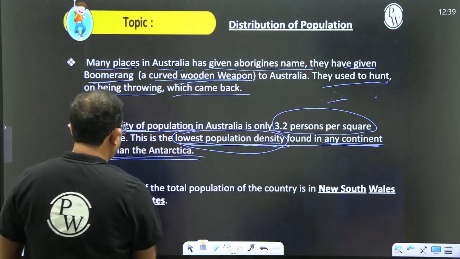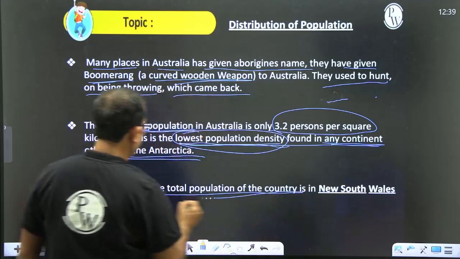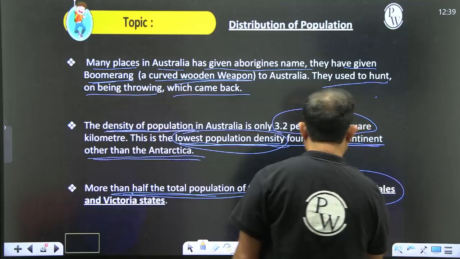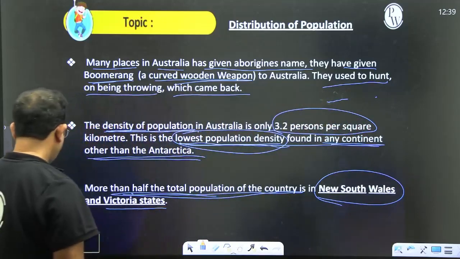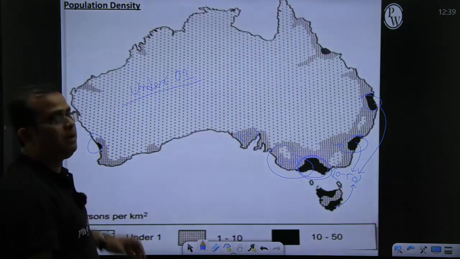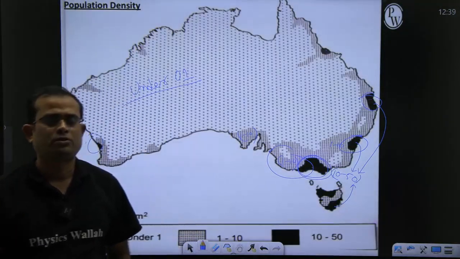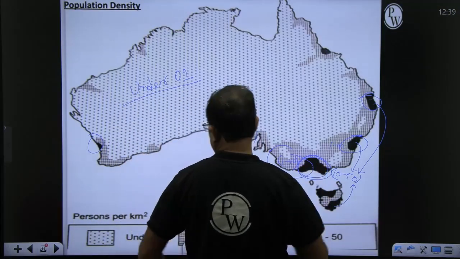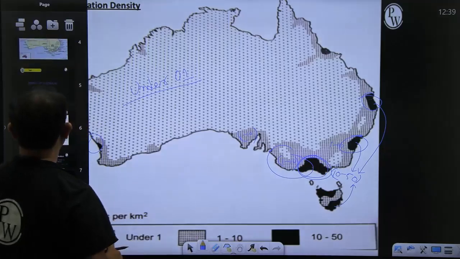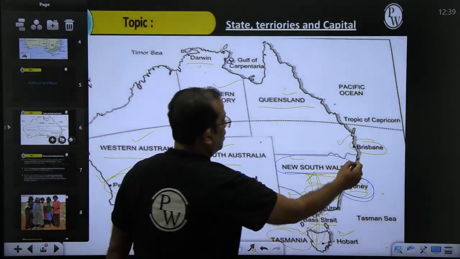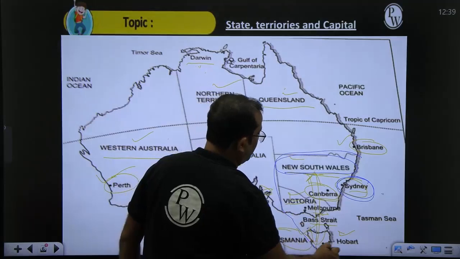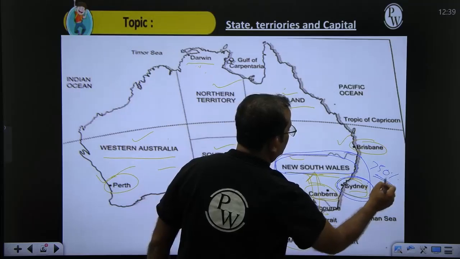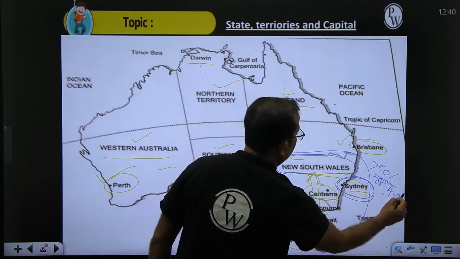Next, more than half of the total population of the country is in New South Wales and Victoria. Out of the 2.4 crore population, half is located in New South Wales and Victoria. That means more than 50% of Australia's population is located here.